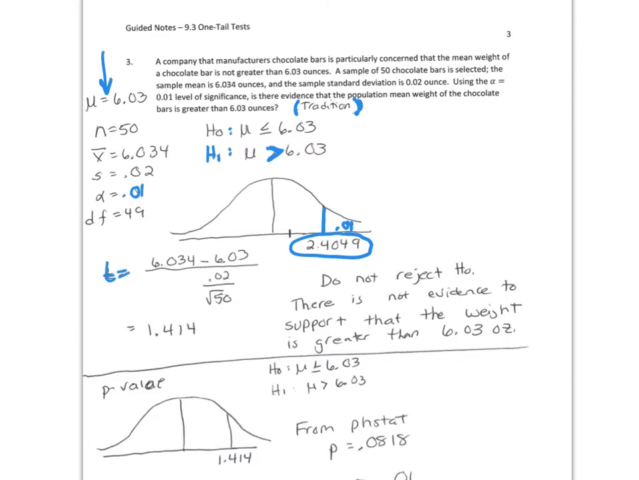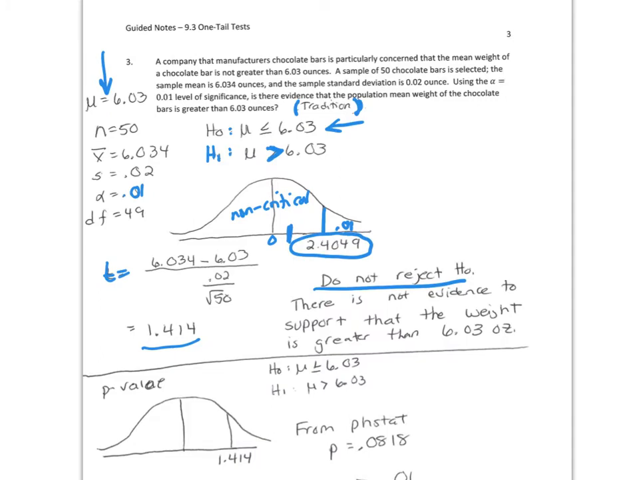Now we calculate the test statistic. That's what we're doing here. And we get 1.414. Now, where would that be? If this is 0, it's going to be in between 0 and 2.4049. So here's my test statistic. It's in the non-critical region. So what does that mean? Do not reject H sub 0. So we're saying this is true. There is not evidence to support that the weight is greater than 6.03 ounces.